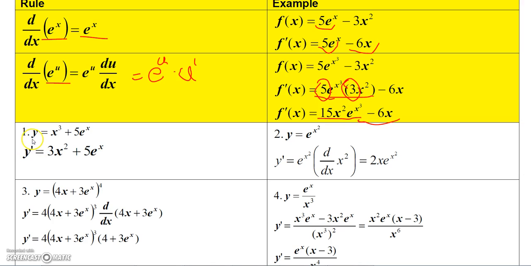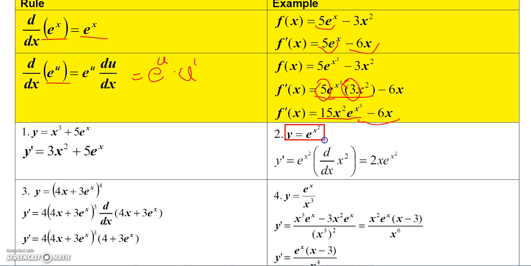Okay, let's look at some others that we can take the derivative of. If I have y equals x cubed plus 5e to the x, that's not going to be much different than this one here. I take the derivative of x cubed and get 3x squared, and the derivative of 5e to the x would simply be 5 times e to the x, because the derivative of e to the x is just e to the x.